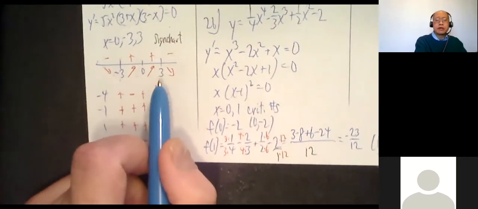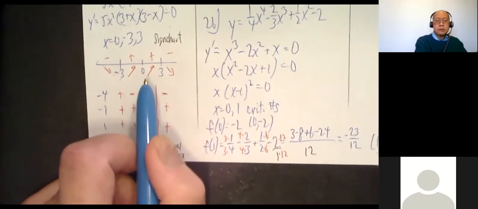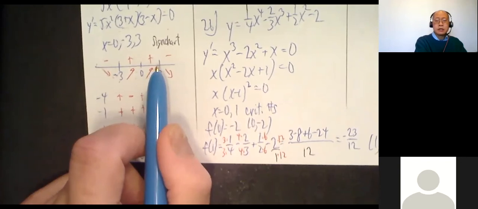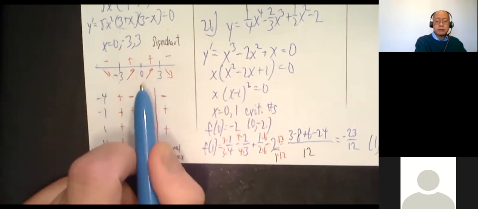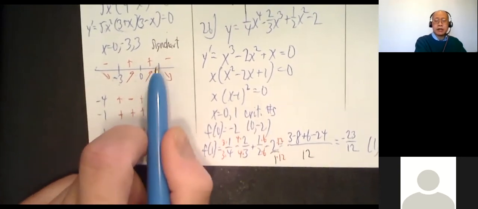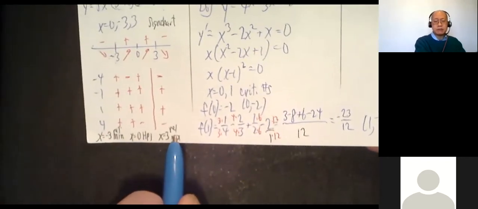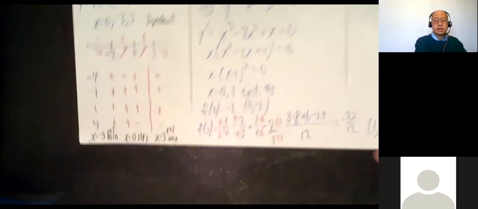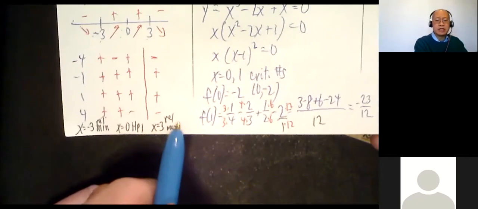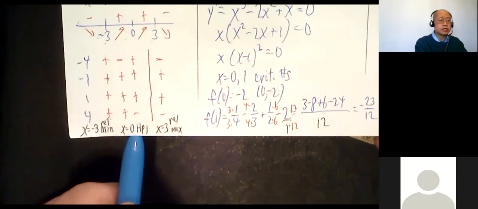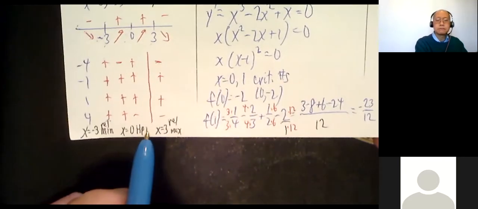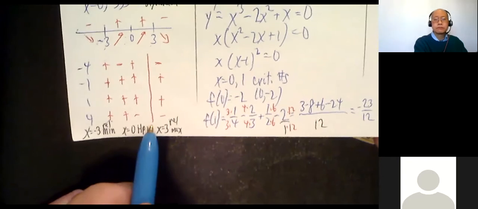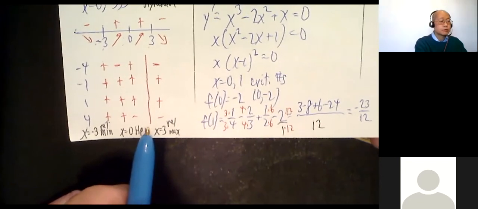How about x equals 3? Increasing, decreasing. So the ride goes up. Imagine you're on a ride. It goes up, right? And it comes down. Maximum, relative maximum. So here's an example where we got all three of them. I got a relative minimum, a relative maximum, and neither, horizontal point of inflection. So there we go.